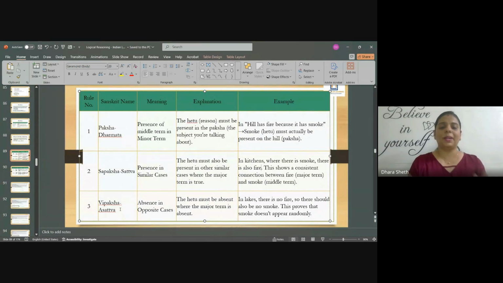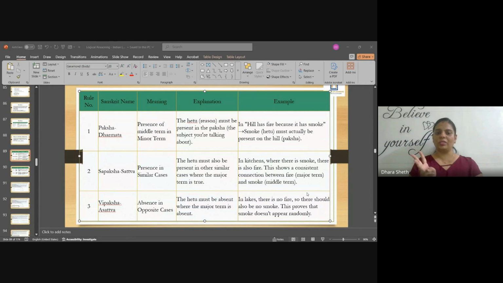Vipaksha asattva. Sapaksha sattva, it should be present in similar cases. It should also not be present in non-similar cases. Okay, the hetu must be absent where the major term is absent. So now if there is no fire, then there cannot be smoke. So in a lake, there is no fire, so there should not be smoke in the lake. Otherwise, we cannot prove it. This proves that smoke does not appear randomly.